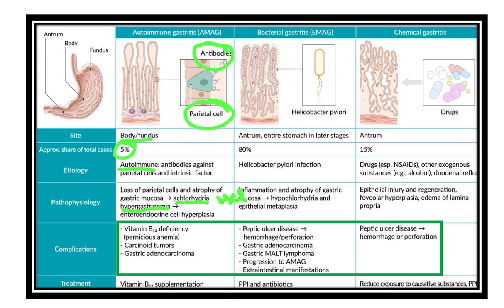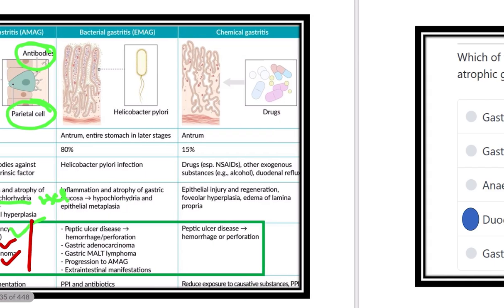And what are the complications? Complications are vitamin B12 deficiency, iron deficiency, and carcinoid tumor and gastric adenocarcinoma. That means these complications develop in case of atrophic gastritis. First peptic ulcer disease develops, then carcinoma, vitamin B12 deficiency, iron deficiency develop, and in case of the deficiency, there is development of pernicious anemia. And what is the treatment? Treatment is vitamin B12 supplement.